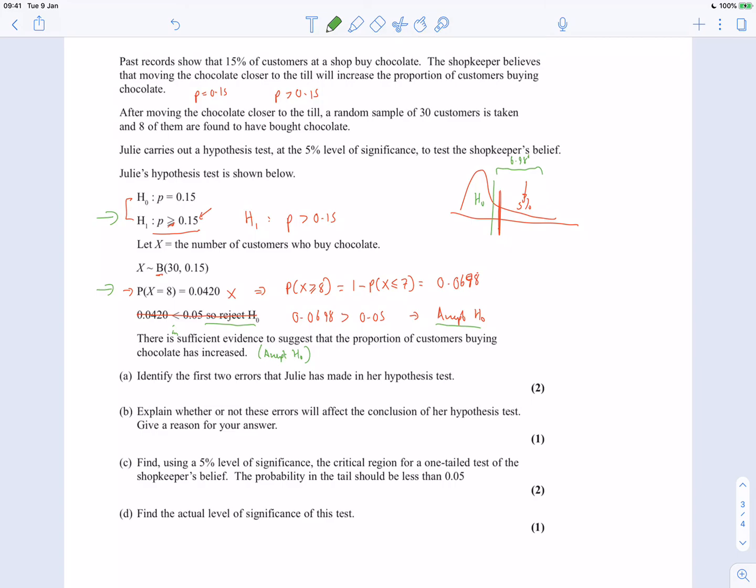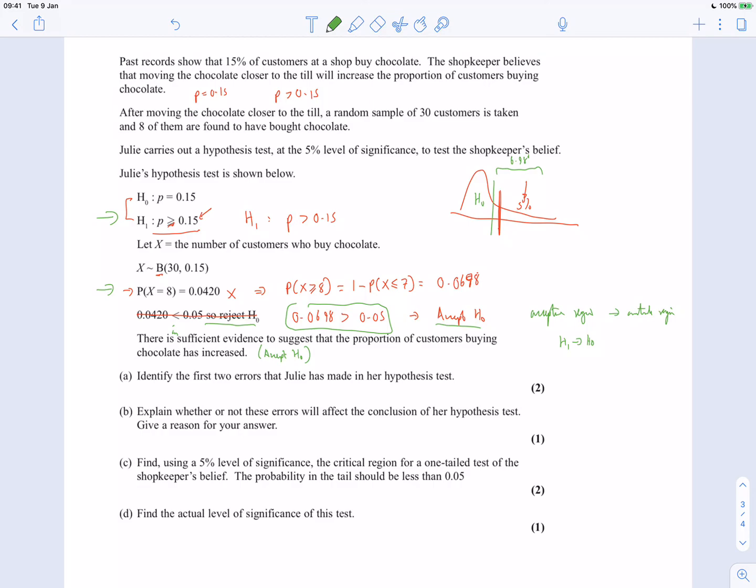Okay, explain whether or not these errors will affect the conclusion of a hypothesis test. Give a reason for your answer. Well, yes, it will, because it's now in the acceptance region as opposed to the critical region, and it will completely change it from H1 going to H0. It completely changes the answer. Yeah, writing something like that would be the thing.